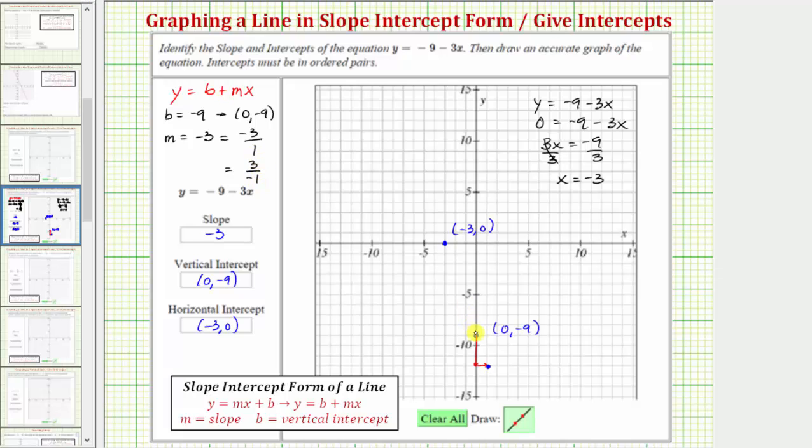So from the vertical intercept, let's go up 3, left 1, which would give us this point on the line. And let's continue up 3, left 1 gives us this point. And then finally, if we do this again, up 3, left 1, notice how this does verify the horizontal intercept is correct. And now we know the graph of the given equation must pass through these points and would look something like this.